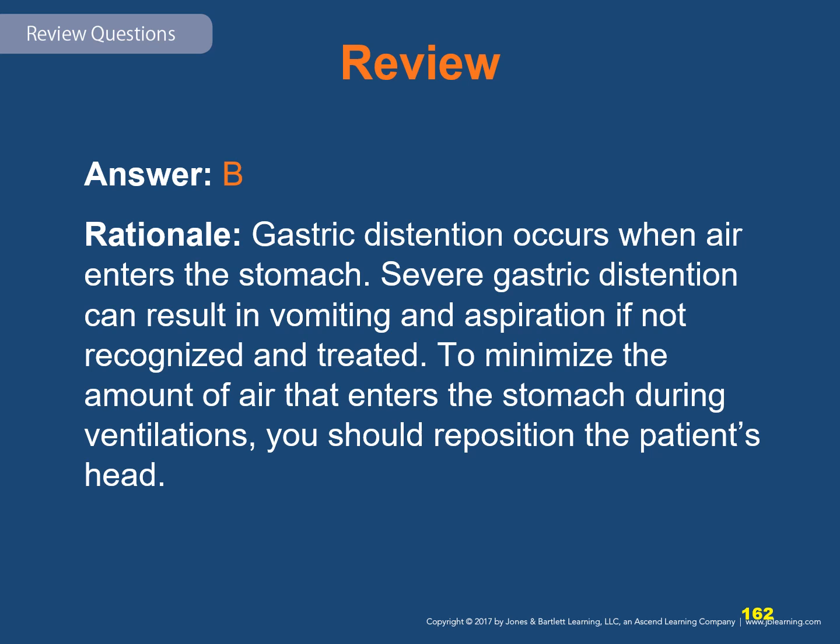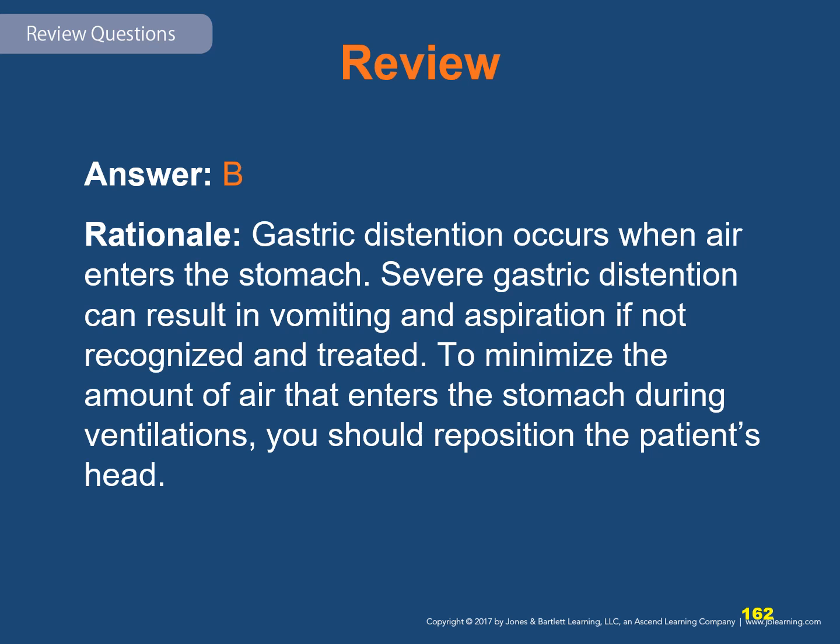Severe gastric distension can result in vomiting and aspiration if not recognized and treated. To minimize the amount of air that enters the stomach during ventilation, you should reposition the patient's head. So if you're ventilating and their stomach's getting bigger and bigger and bigger, then it's going straight into their esophagus. You don't have their head positioned correctly for air to enter the airway, which has a lower entrance in the front of the neck than that of the esophagus.